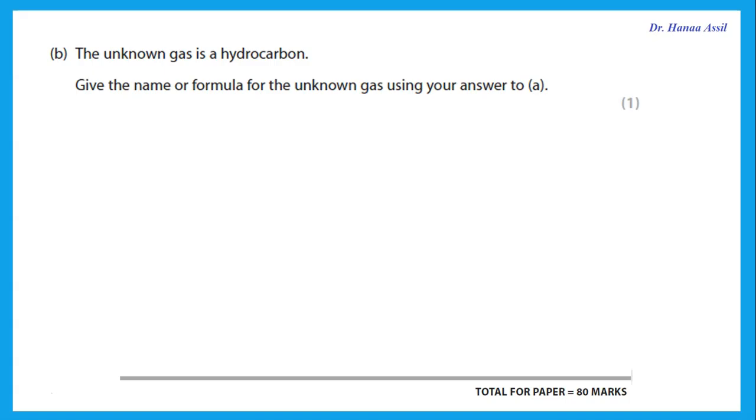The unknown gas is a hydrocarbon. So the gas we're talking about that we just got the MR of is a hydrocarbon. That means, of course, carbon and hydrogen only. We are required to give the name or formula of this gas. So I'm looking for a hydrocarbon that has a molecular mass of, we got 15.8, which is about 16. Which hydrocarbon could have a molecular mass of 16? Of course, if I have CH4, carbon is 12 plus 4, that is 16. So that is my unknown hydrocarbon.